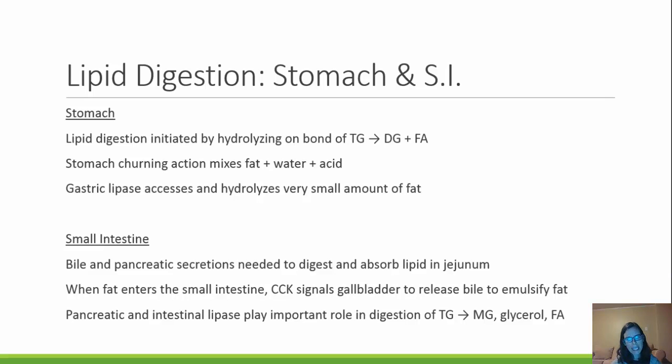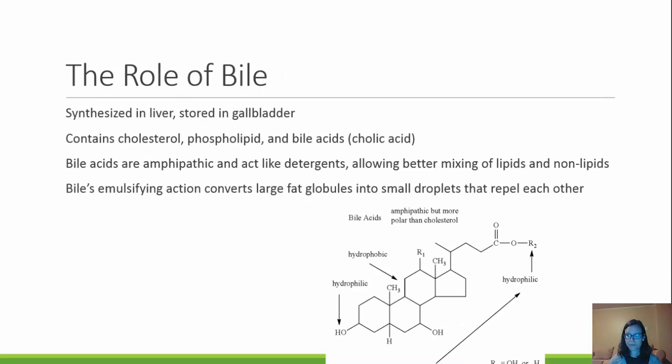Both pancreatic and intestinal lipases play the most important role in the digestion of triglycerides to monoglycerides, glycerol, and free fatty acids. Okay, so bile is synthesized in the liver, but it's stored and concentrated in the gallbladder. It contains cholesterol, phospholipids, and bile acid.